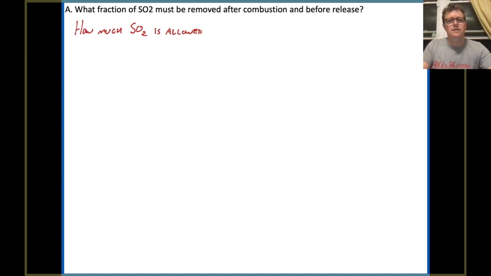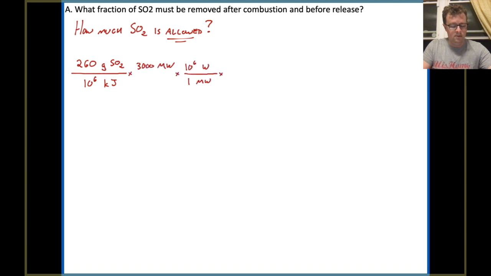The second bit of this is, how much are we allowed? So our Clean Air Act permit has a limitation of what we can release. And we're allowed to release 260 grams of sulfur dioxide per 10 to the 6th kilojoules that are going into the plant, excuse me. So I'm going to take that ratio and multiply it by the energy actually going into our plant, which is 3,000 megawatts. And you can see I'm converting that into watts in the next term.